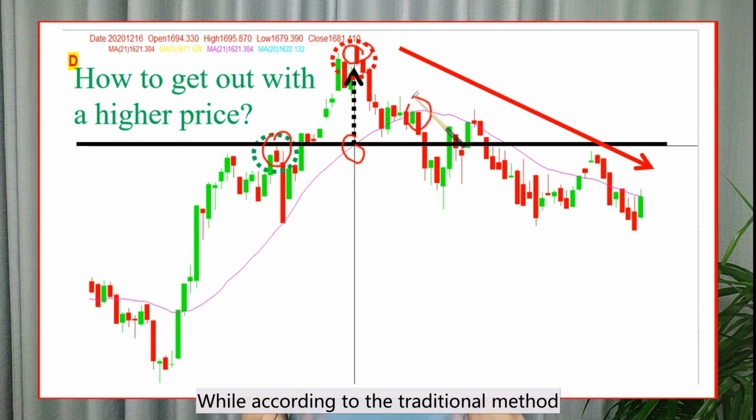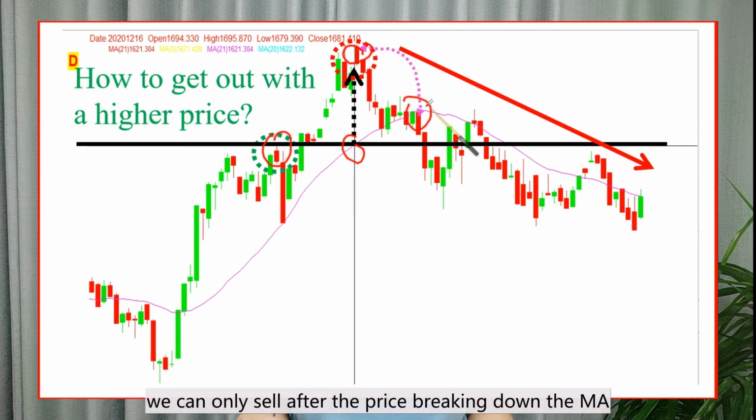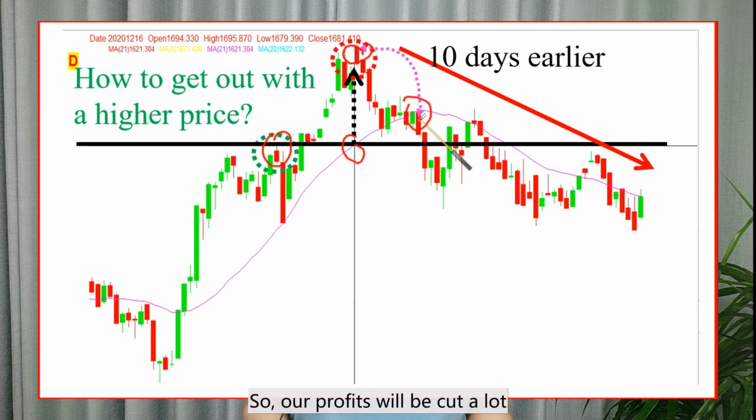Well, according to the traditional method, we can only sell after the price breaks down the MA. So our profits will be cut a lot. If we can sell at the high point, then we can maximize our profits, right?